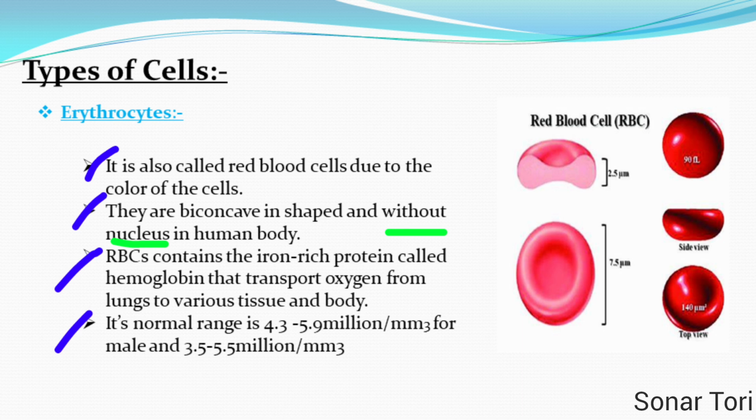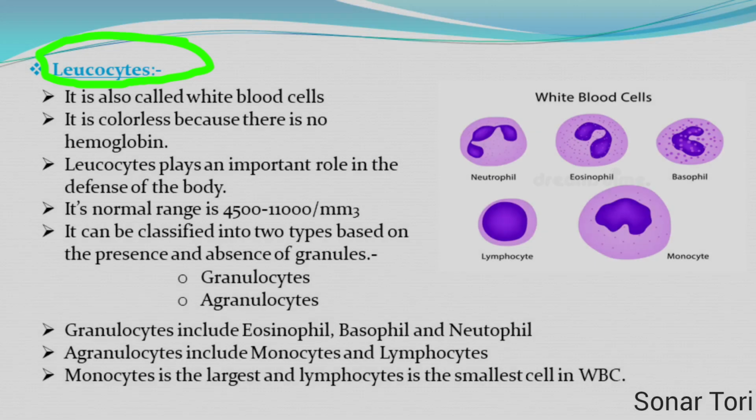RBC contains the iron-rich protein called hemoglobin that transports oxygen from the lungs to the various tissues and body parts. And the important point is its normal range. Its normal range is 4.3 to 5.9 million per cubic millimeter for male, 3.5 to 5.5 million per cubic millimeter for female. You must practice and draw this picture in your examination.